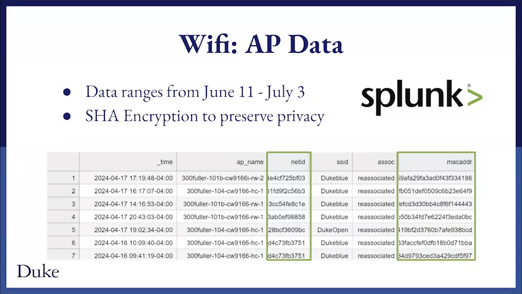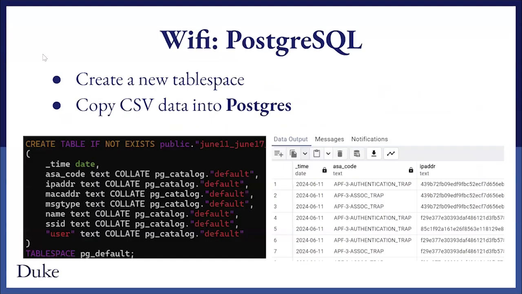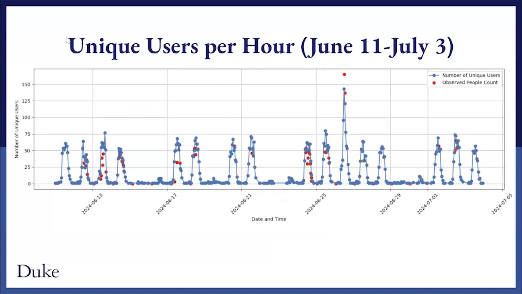All of the data we've used over these 10 weeks ranges from June 11th to July 3rd. A really important thing to mention is that all of the data, the net ID and the MAC addresses, have been SHA encrypted to preserve privacy. To use this data, we've been storing it inside of a database called PostgreSQL. Here on the left, you can see an image of how we've been using SQL queries to create new table spaces in the database, so we could copy all of that Wi-Fi CSV data into Postgres for further analysis. And so Gabe's going to talk about some of that analysis.